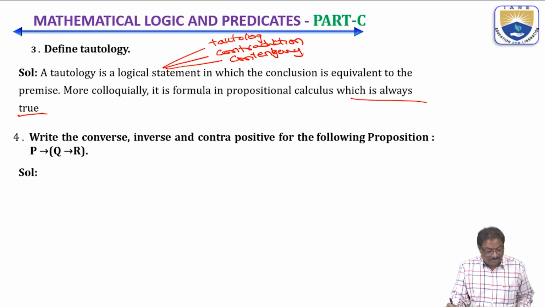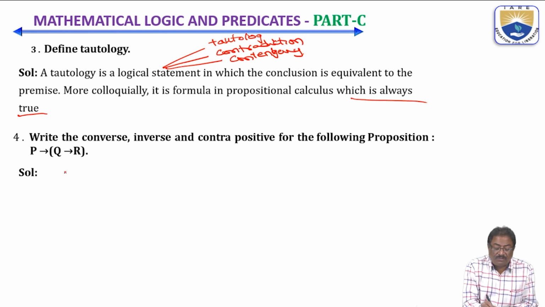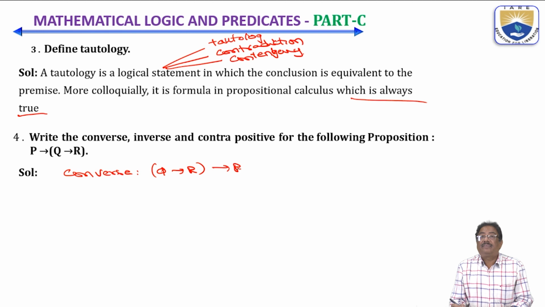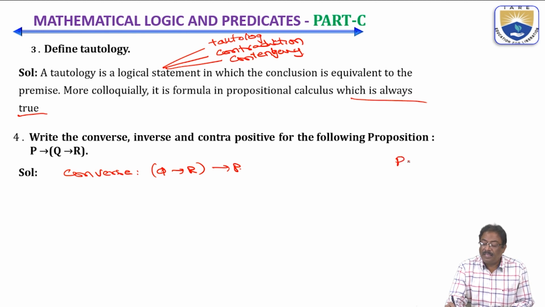The next one: write the converse, inverse and contrapositive of the following propositions. Here, if P then Q to R is the given conditional statement. The converse is Q to R then P. If I take any conditional statement P to Q, the converse is nothing but Q to P.